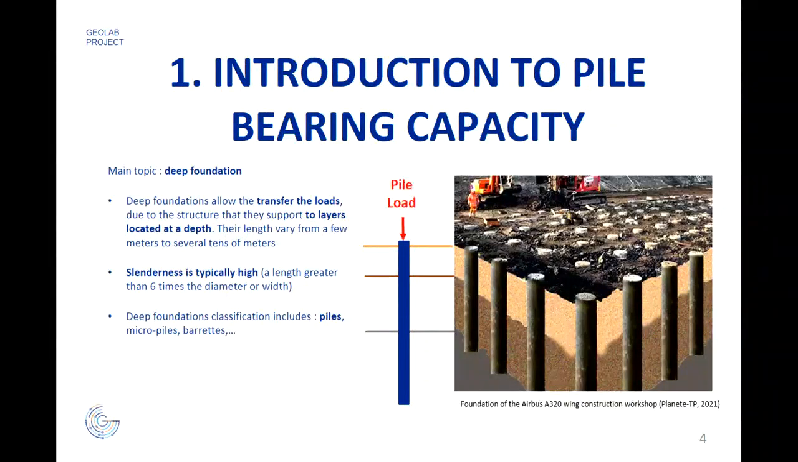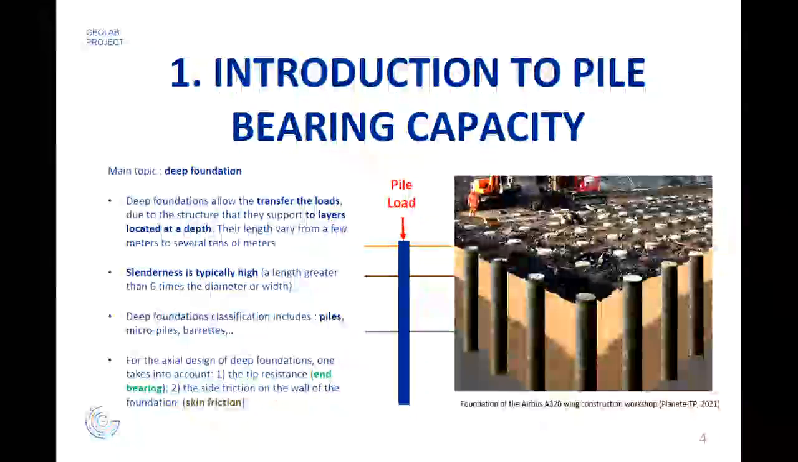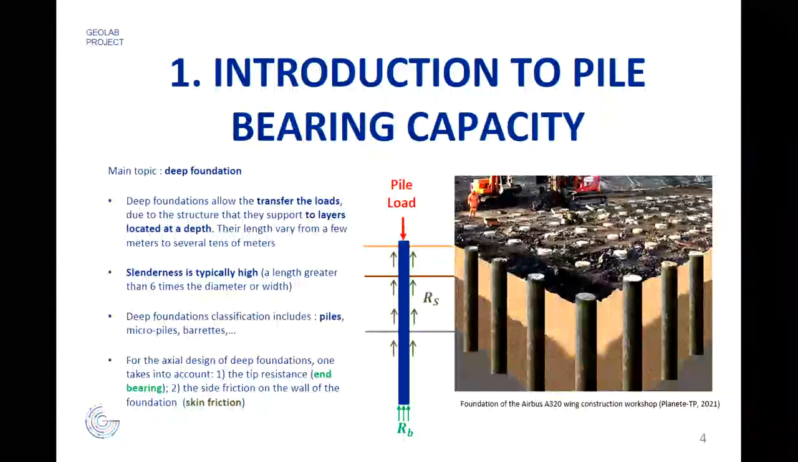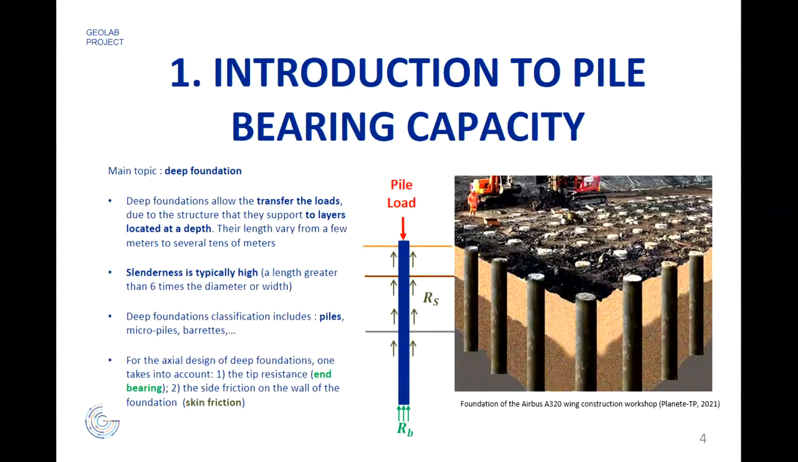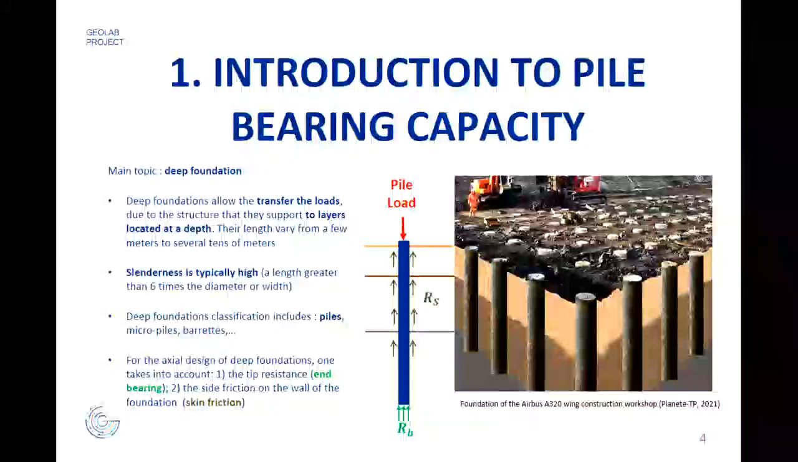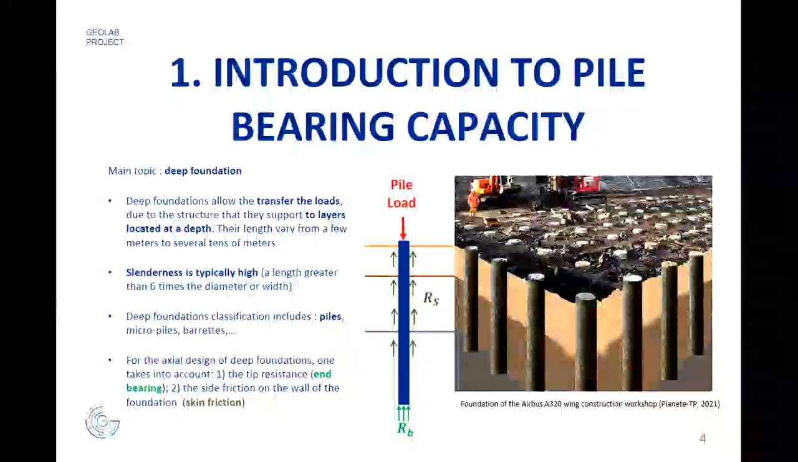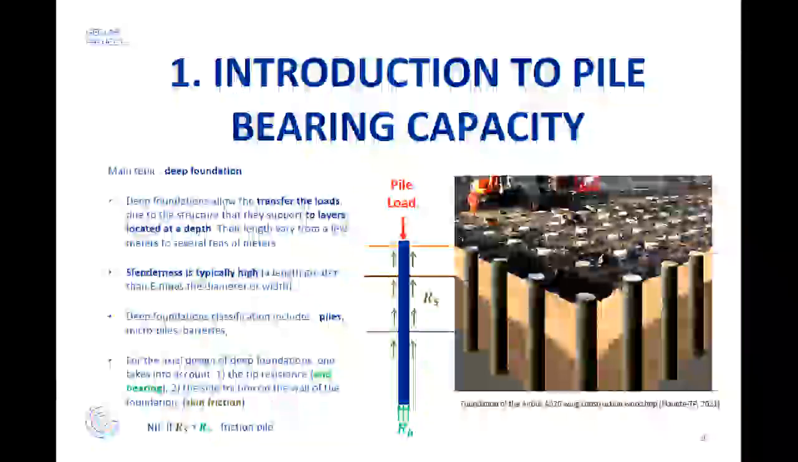So to transmit the load applied to the pile to the soil, in fact, there are two elements. One element of resistance comes from the tip, the end bearing, so the RB resistance. This is the notation from the Eurocodes. And RS, which is the skin friction resistance, the resistance due to lateral contact of the pile with the soil. So those two elements have to be evaluated for calculating the pile bearing capacity.